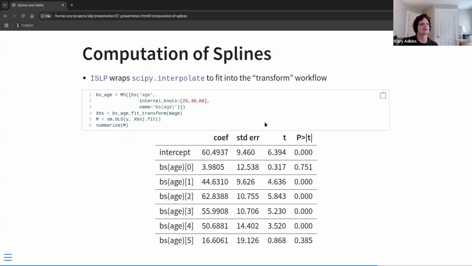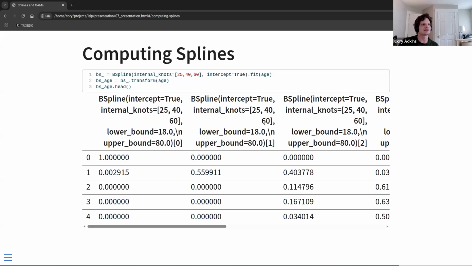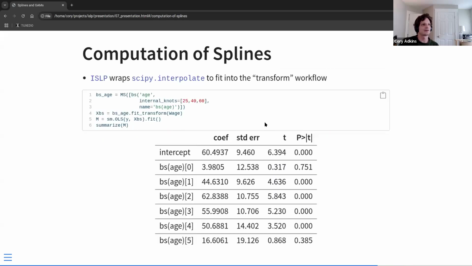Let's see. I have some last remarks about the computation stuff. I don't understand it that well, but this I understand. This is basically the computation of splines in the labs. The book does this nice wrapper around the SciPy interpolate package, so it looks exactly like the model fits that we've seen in all the previous chapters.